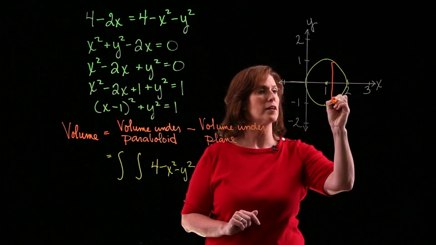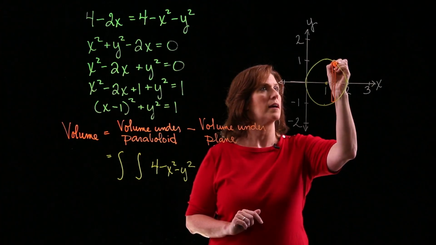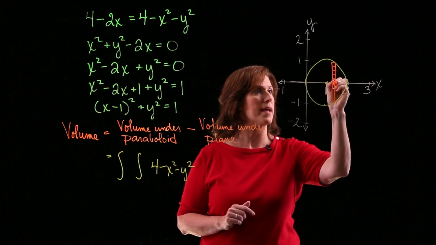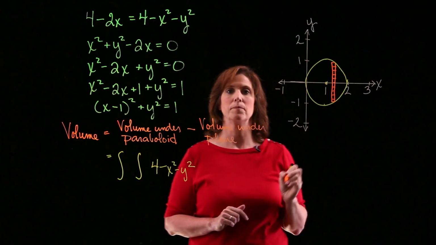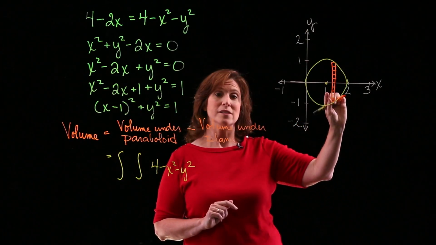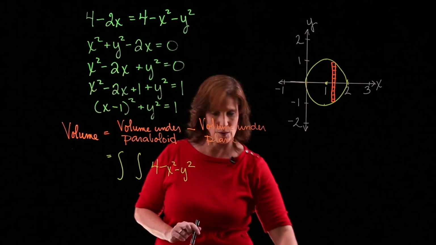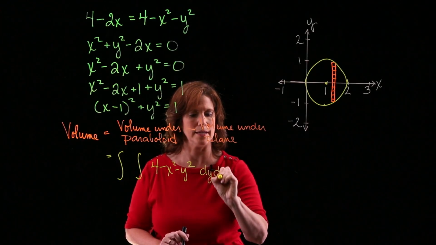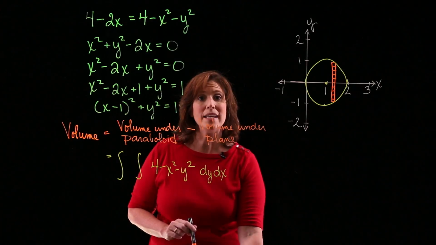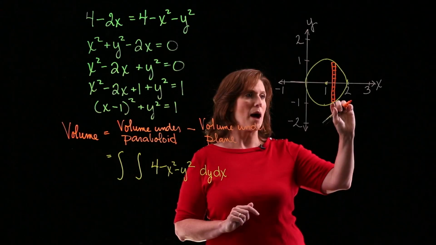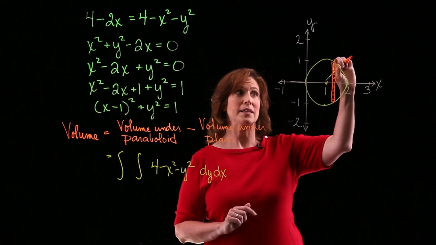I could do this either vertically or horizontally, but I chose to do it vertically. And I'm going to look at little pieces that make up that representative element. If I do it in this way, I've chosen to do dy dx. So I'll go ahead and mark that on my integral, dy dx. So now I need the appropriate limits of integration. When I change y, I'll be going from this curve up to that one.